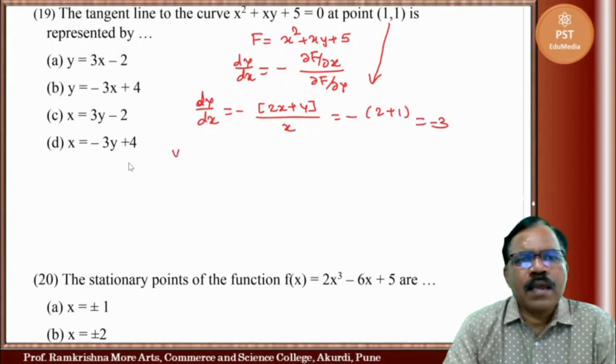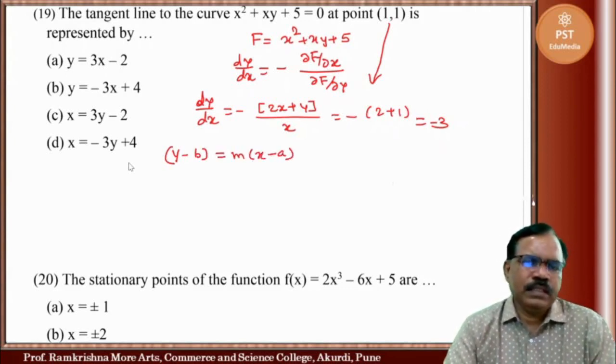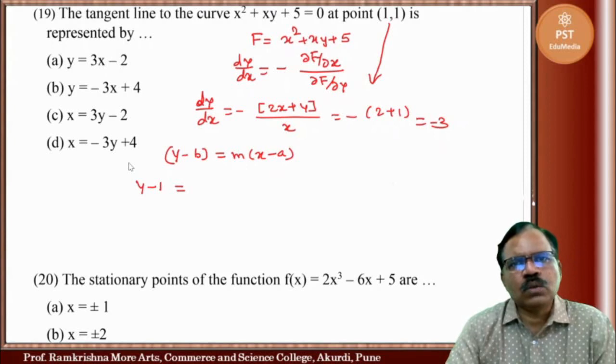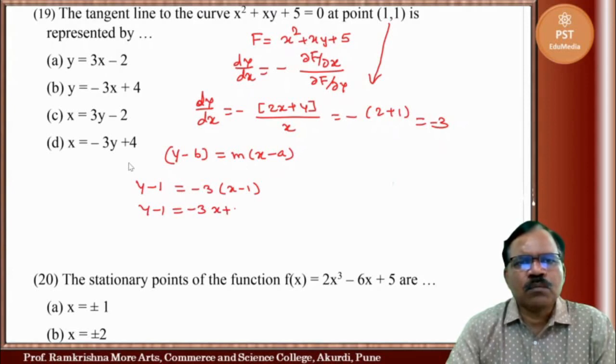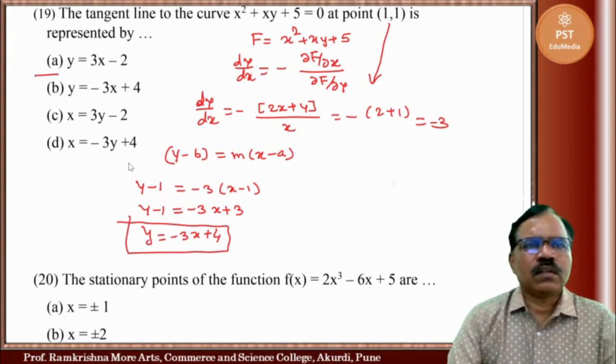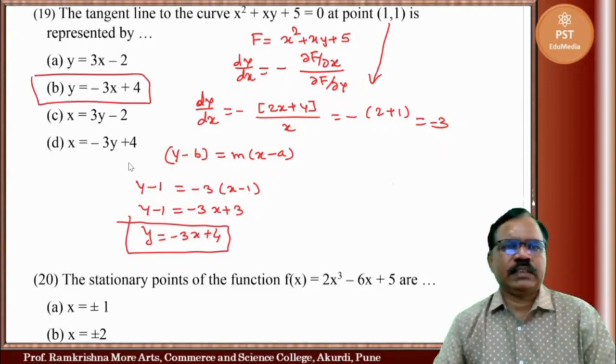So y minus b is equal to m into x minus a. This is equation of line. So y minus 1 is equal to slope is minus 3 into x minus 1. So y minus 1 is equal to minus 3x plus 3. So y is equal to minus 3x plus 4. This is equation of tangent line. So this one is correct.